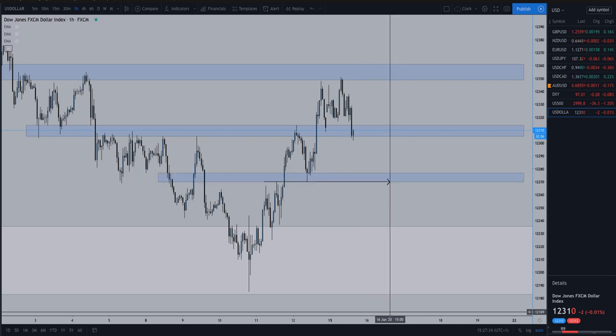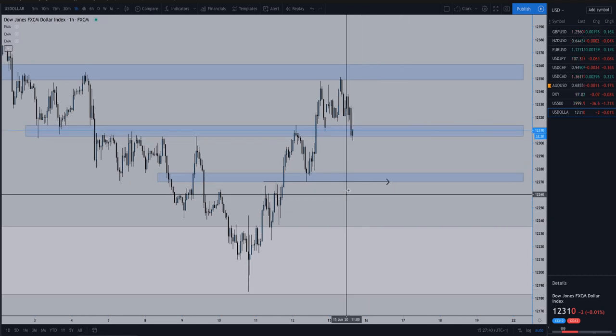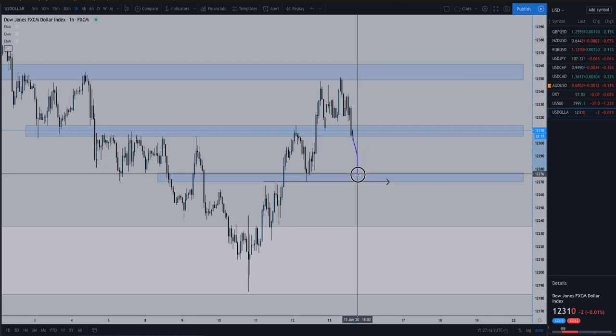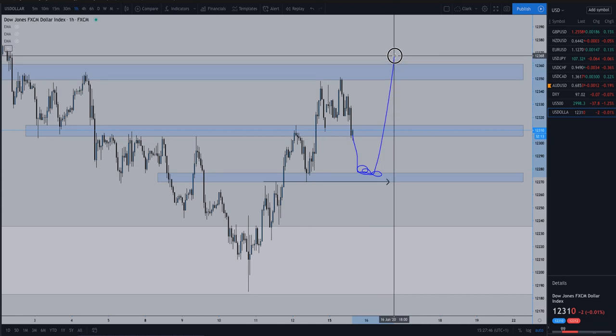So what that could look like, let me draw. We could have it come down. We could have it come down to this wick, wick, wick, wick, wick, gather orders, and then shoot back up.